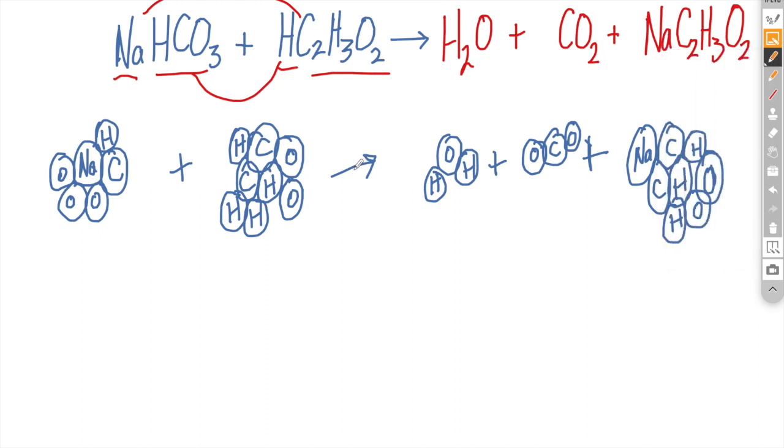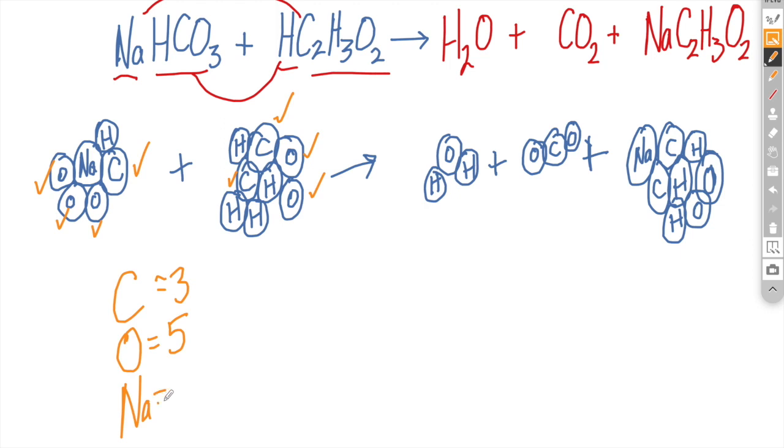Okay, so we want to see if the number of atoms is the same on both sides of the chemical reaction, whether this meets the law of conservation. So we can count the carbons. There's a carbon here, a carbon here, and a carbon here, so that would be three. For oxygens, there's one, two, three, four, five. For Na, there is one, and for H's, it's one, two, three, four, five.